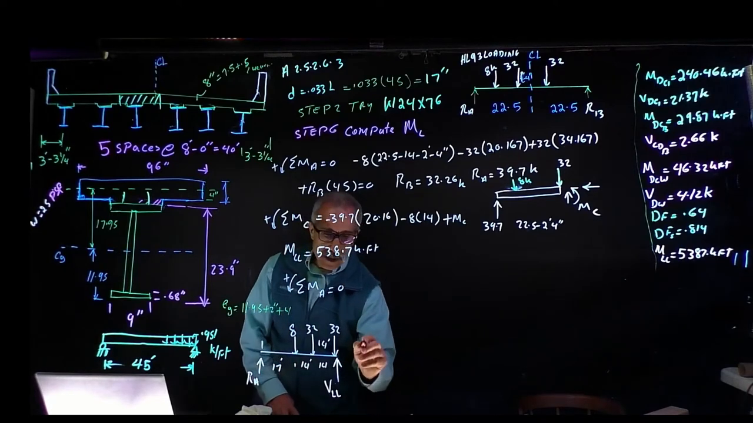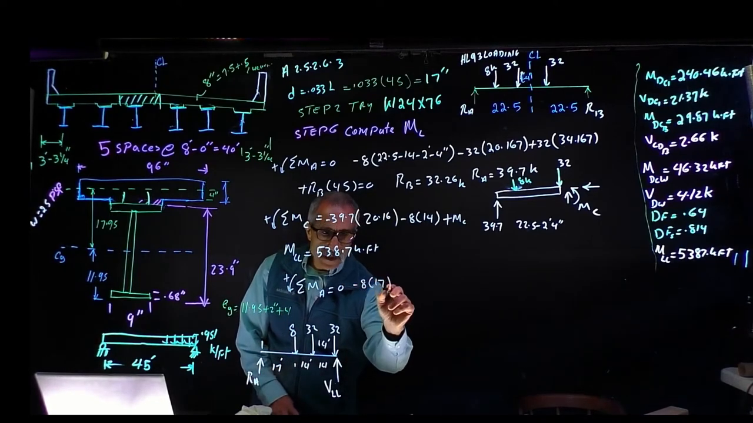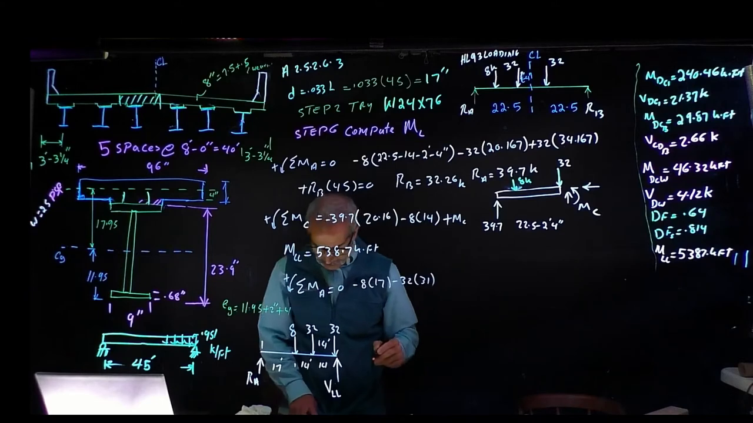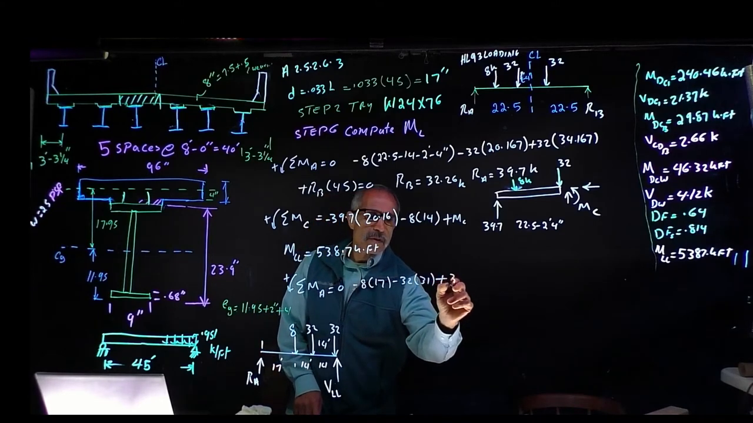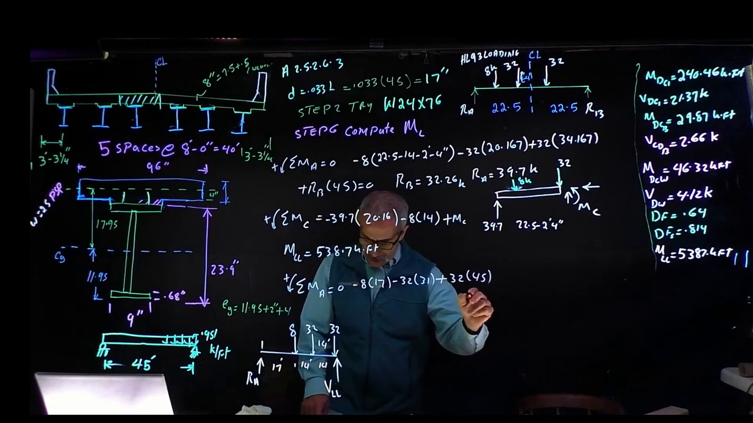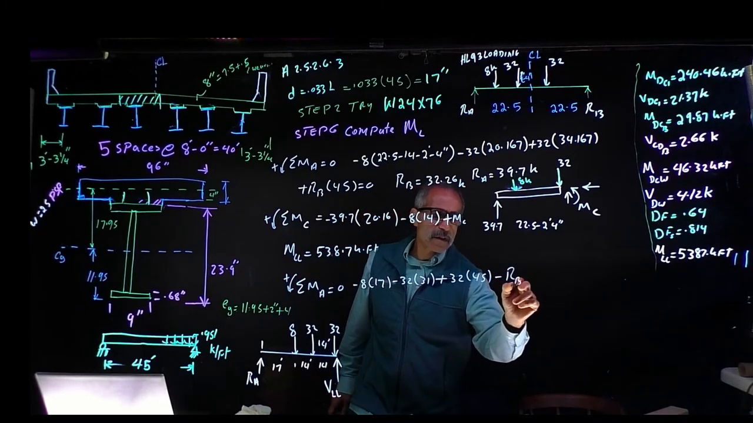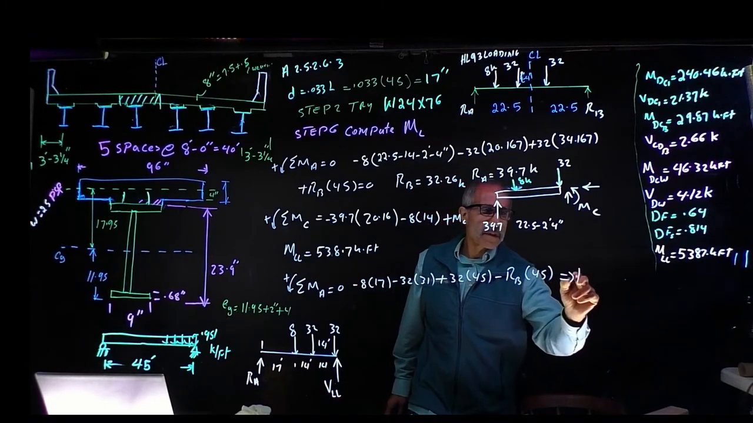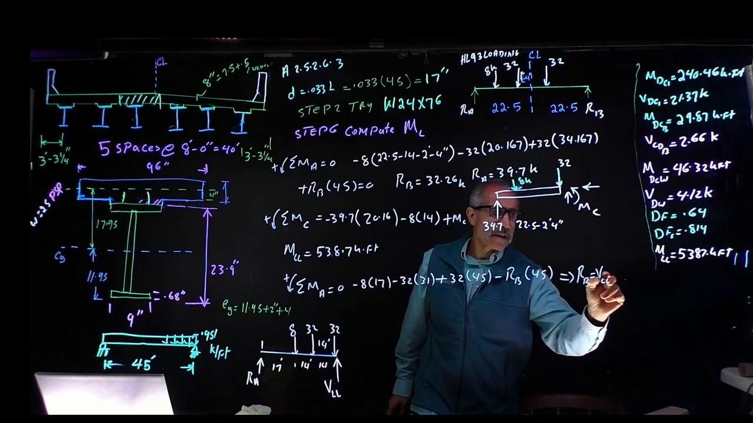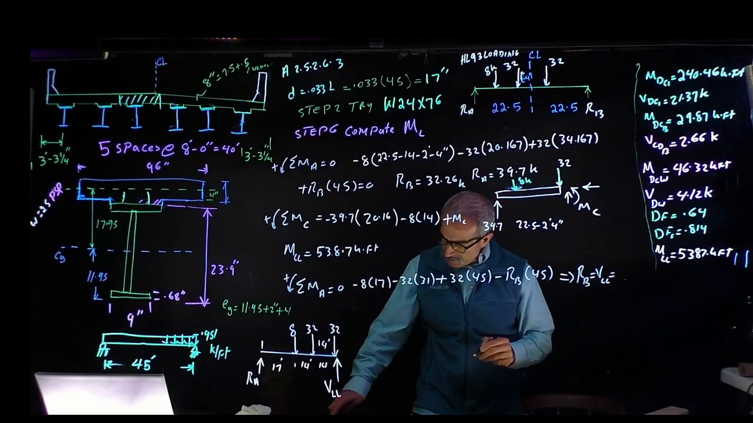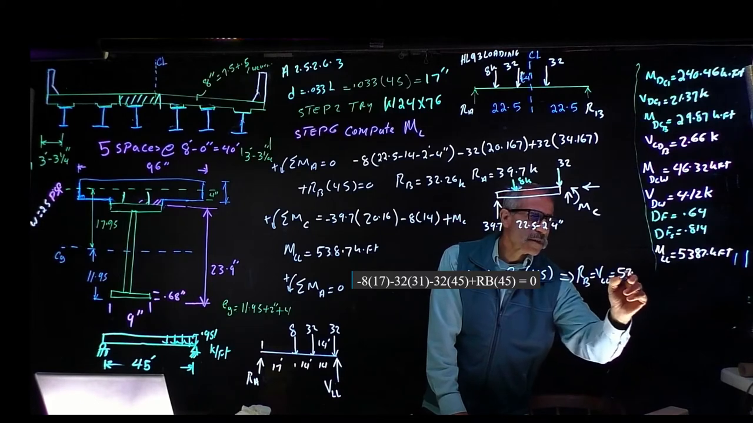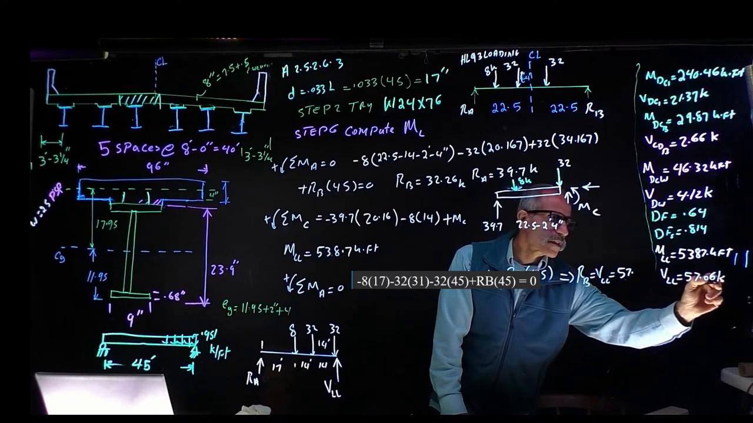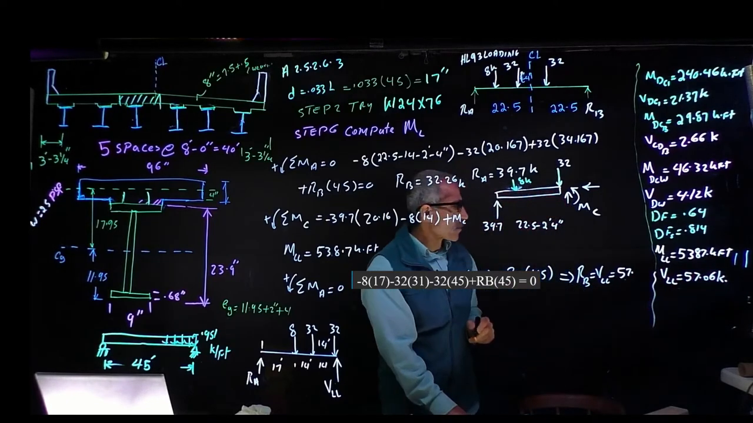So we're going to say minus 8 times 17 minus 32 times 31 plus 32 times 45 minus RB times 45. So RB, which has become VLL, from here, RB is equal to VLL, and that comes out to 57.06 kip. So VLL comes out 57.06 kip. All right, we're doing good.